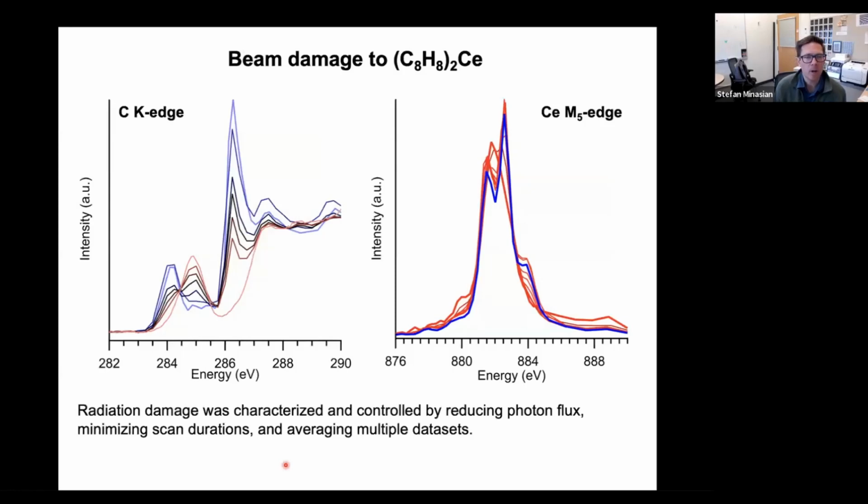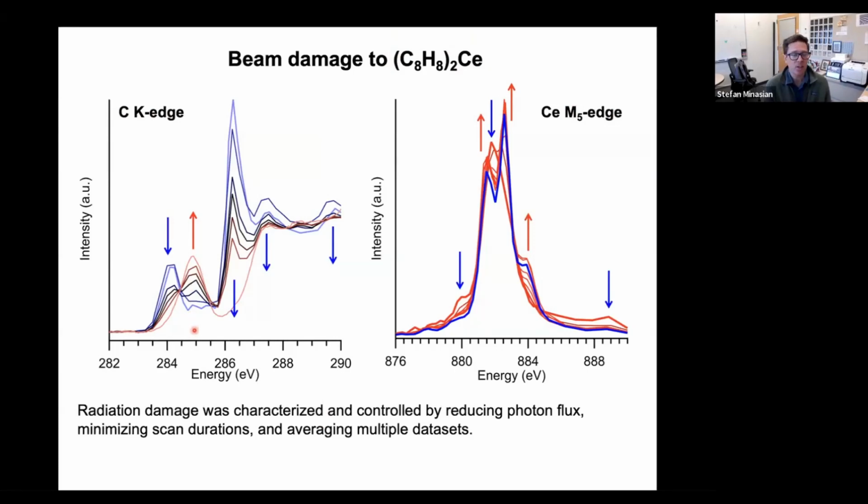And I want to show an example here of how this works. This was organometallic cerium, Ce(IV), a high valent cerium center. And it's very susceptible to photoreduction in the beam. And we can observe that both at the carbon K edge or at the cerium M5 edge. And so what this slide shows is that if you look after repeated scans, the spectra in blue begin to disappear and the spectra in red begin to emerge.